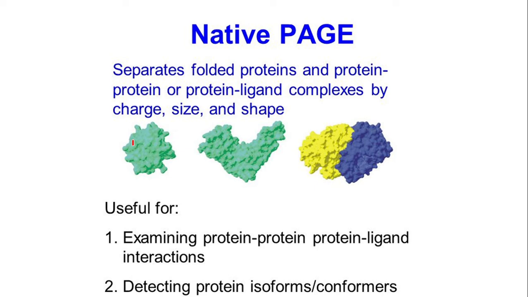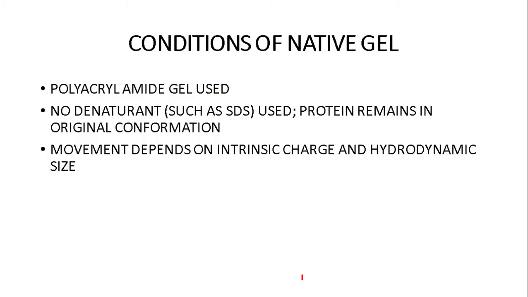Another slide, same matter only is there. It separates folded proteins and protein or protein-ligand complexes by charge, size and shape. It is used for examining different types of interactions and detecting different forms of the same proteins. We call them isoforms. And conditions of native gel: of course, polyacrylamide gel is used. We are not using any denaturant. So protein remains in original conformation and functional, and movement depends on intrinsic charge and hydrodynamic size of the molecule.